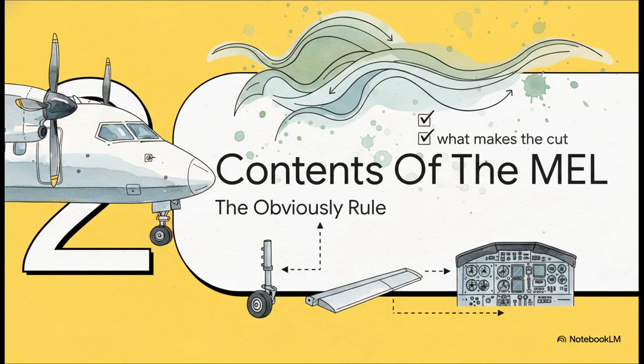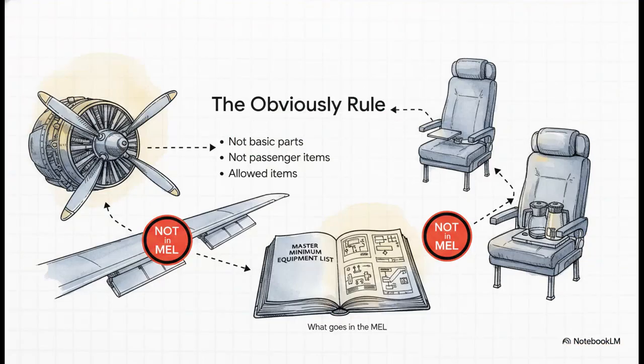Moving right along to Section 2, Contents of the MEL, and what I like to call the obviously rule. Okay, so how do you effortlessly memorize what's actually in this book? Use the obviously rule. Think about it. Things like wings, flaps, rudders, engines. These are obviously required for the airplane to fly, right? So they are not in the MEL. They must be working, period.